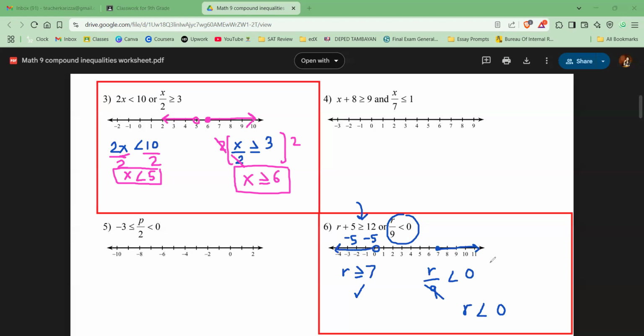Now you will notice here that one is a circle, one is shaded. If it is less than or greater than, you just circle the number. R is less than 0, circle the number. But if it's greater than or equal to, it means the number is included in the graph. So you shade the number equal to 7. Okay? Now let's do number 2 and number 5.